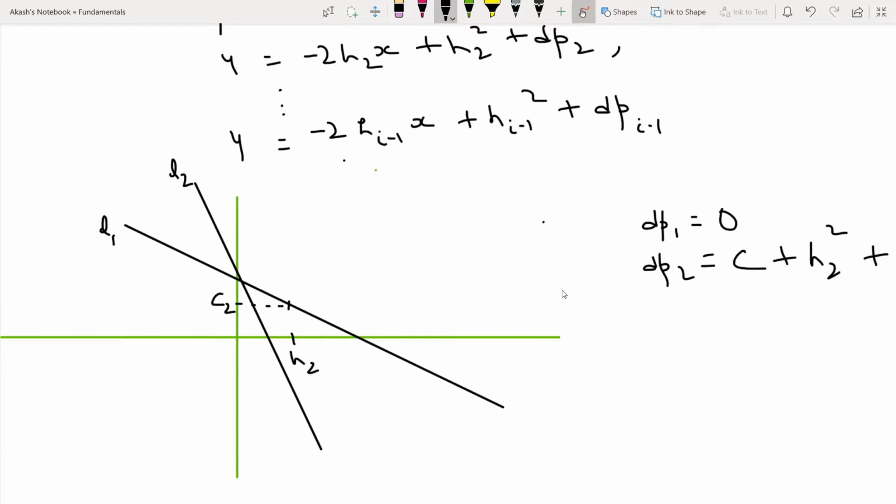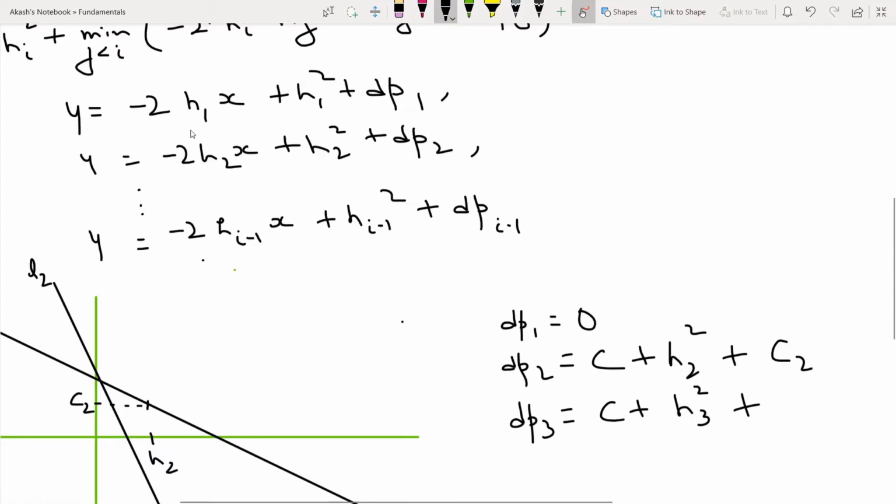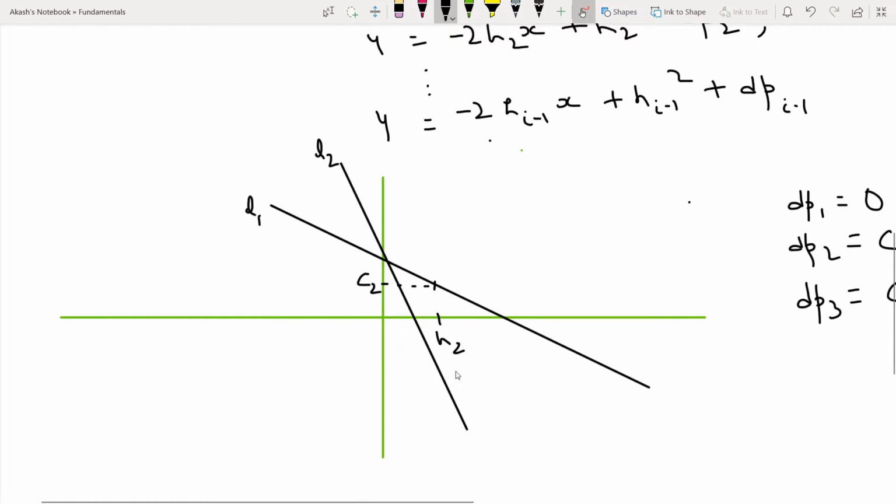Now we have inserted the second line. Now we have to calculate dp3. For dp3 we know c plus h3 squared plus the minimum of these two lines, at point h3. Which of these two lines is going to give us the minimum? Surely I can safely assume that in this case the second line is going to give us the minimum value. And if by any chance h3 is somewhere here, then the first line is going to give us the minimum value.